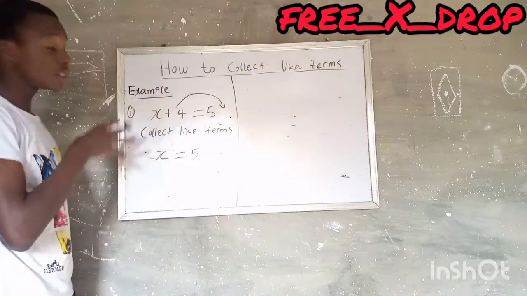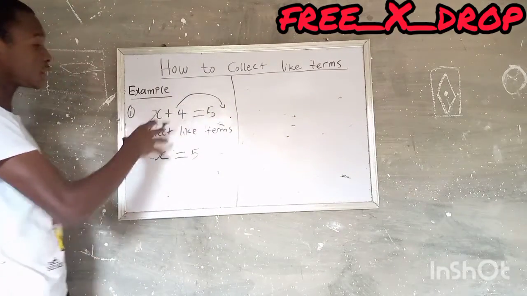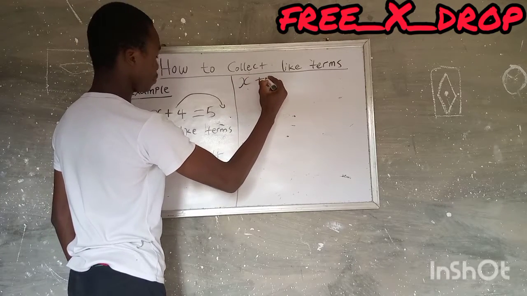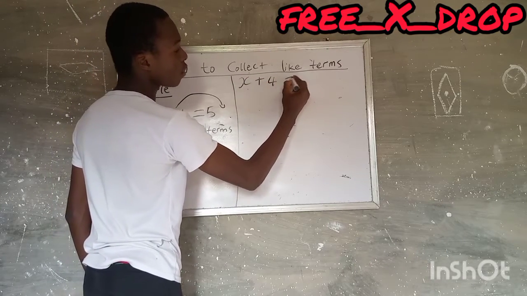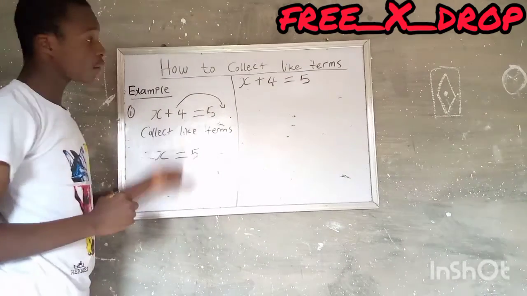For this one, we are going to be using the second method for the same question. The second method on how to collect like terms for the same question. Now you have a question like this. x plus 4 equal to 5.